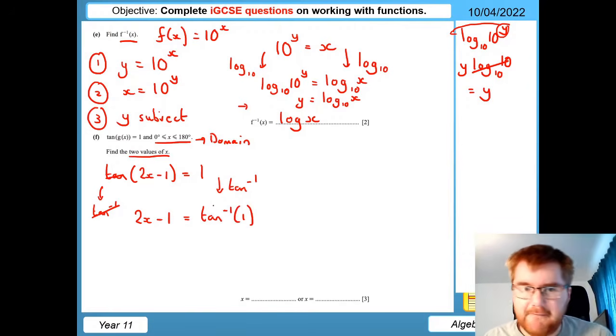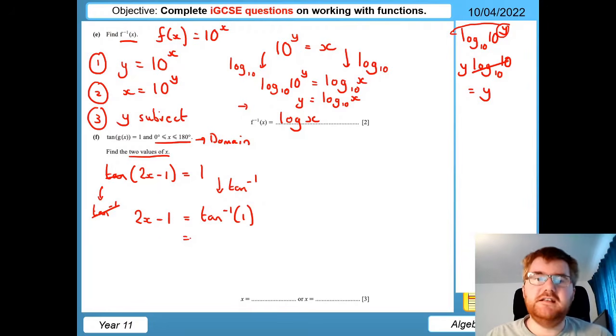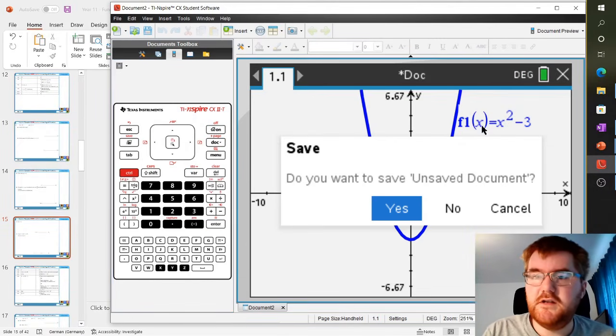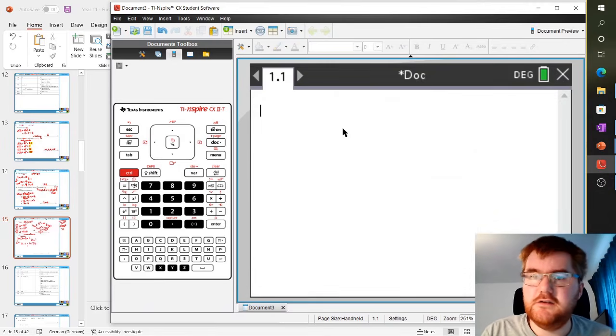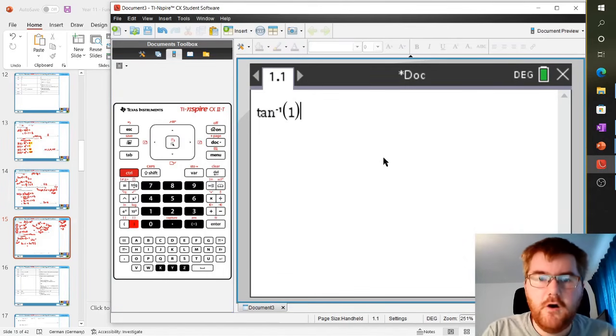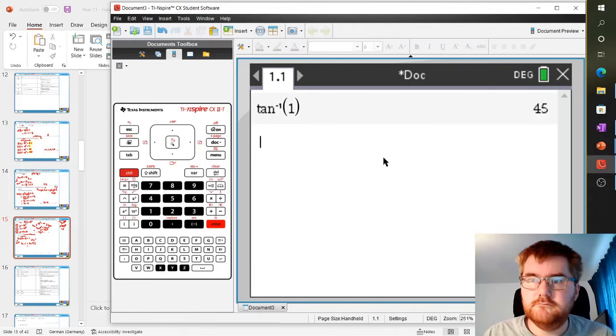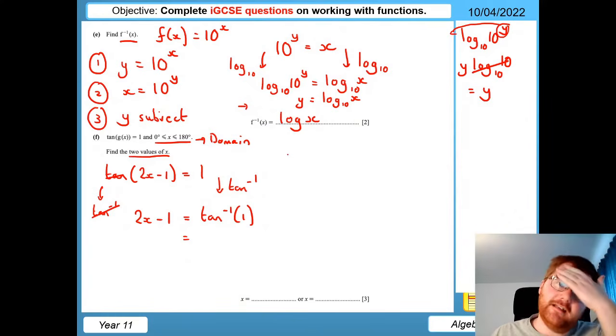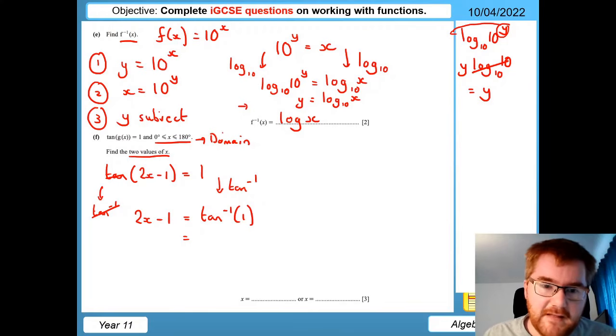Unfortunately, this is not an exact value, so this is where we actually need to use the calculator. So make sure this is in degrees at the top. So we're going to work out tan inverse of 1. That gives us 45 degrees. Now we could have done that using exact values. Towards the end of the video, I'm going, okay, should have known that, but okay, that's fine. This is equal to 45.